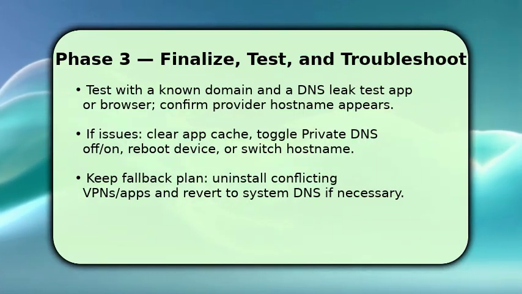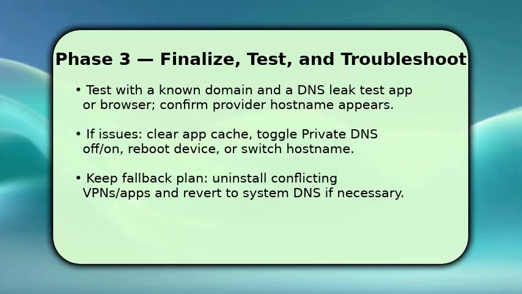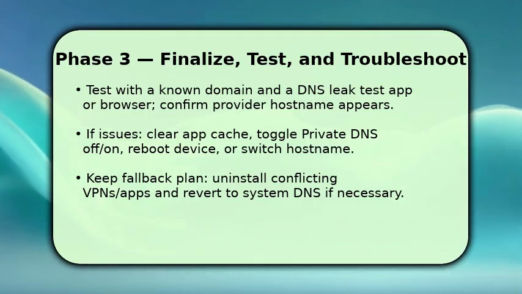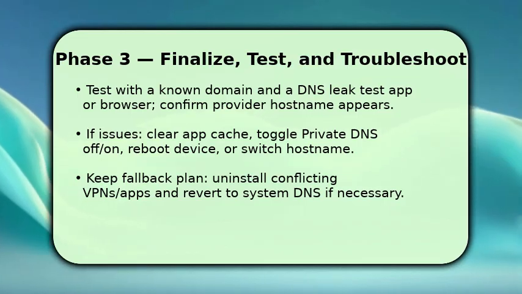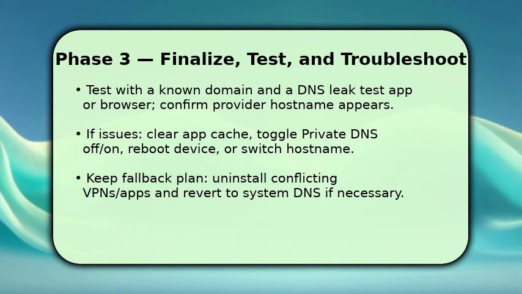Clear app cache, toggle private DNS off and on, or reboot the phone. Small resets often fix TLS negotiation errors. If you still see problems, change the hostname to a different provider or uninstall conflicting VPN/DNS apps, then retry. Make sure to test multiple sites so you know DNS is consistently secure and reliable.